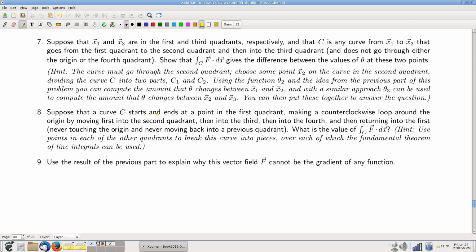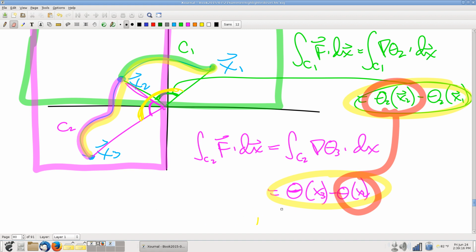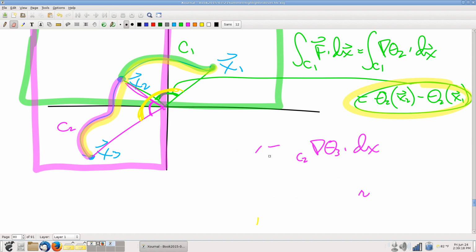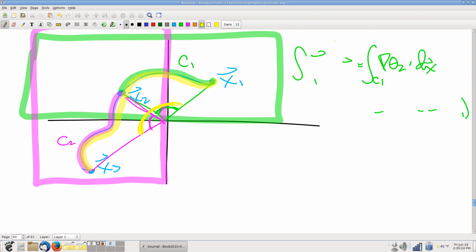So let's take this one really slowly and carefully. We're going to start and end at a point in the first quadrant, going a counterclockwise loop around the origin. First quadrant, second quadrant, third quadrant, fourth quadrant. Okay. All right. Let's draw that picture. Okay, and I'm going to get rid of all this mess. Having learned this lesson. Oh, you know what? I can do this better than that.